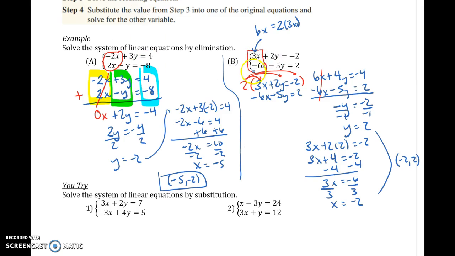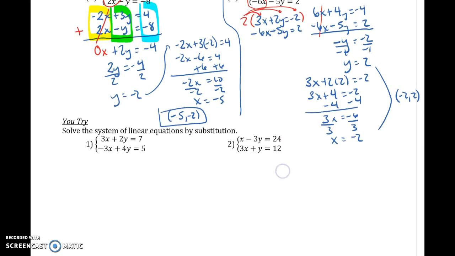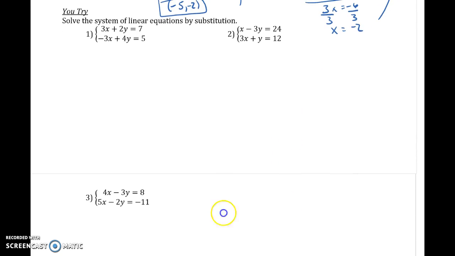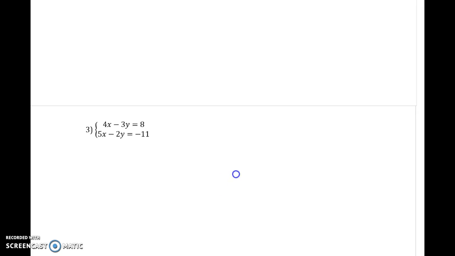You can multiply to get that elimination to work, and you don't always have to multiply once, you can also multiply twice. So what I want to bring your attention to right now is if you flip over your page to number 3 on the U try, let's get started on this together, and then you can go through and finish off 1, 2, and 3.